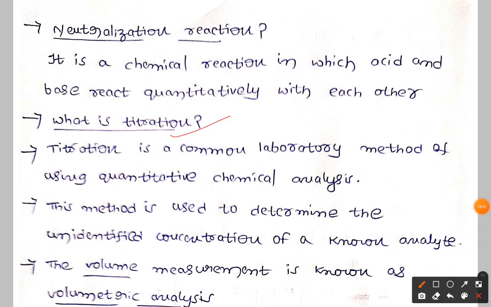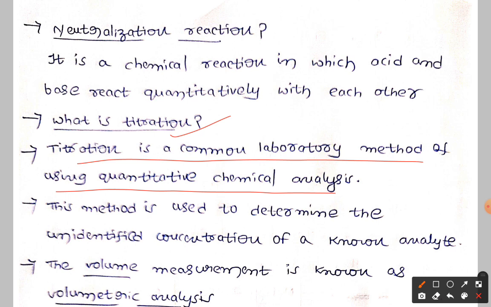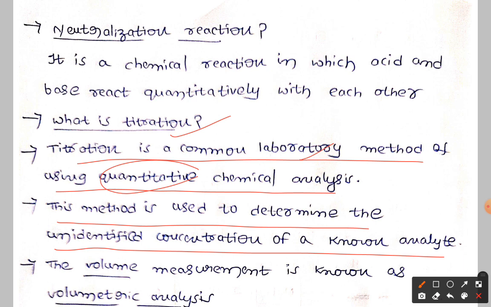Next, what is a titration? Titration is a common laboratory method of quantitative chemical analysis. Our titration aim we already discussed. We are going to determine quantitatively, not qualitatively. It is used to determine the unknown concentration of an analyte. Here the analyte is NaOH. For example, taking the NaOH, you don't know the concentration, so that concentration you are going to find out by using the titration.